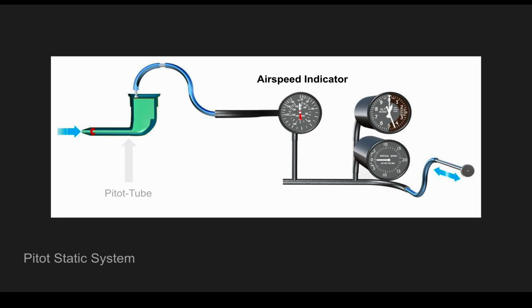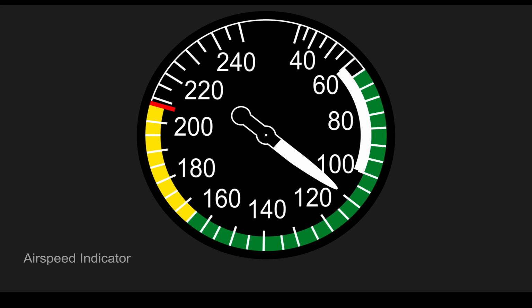Then we have the airspeed indicator, the altimeter, the vertical speed indicator, and the static port. And those are the major components of the pitot static system. We also have lines that are carrying just air from those ports to the gauges.